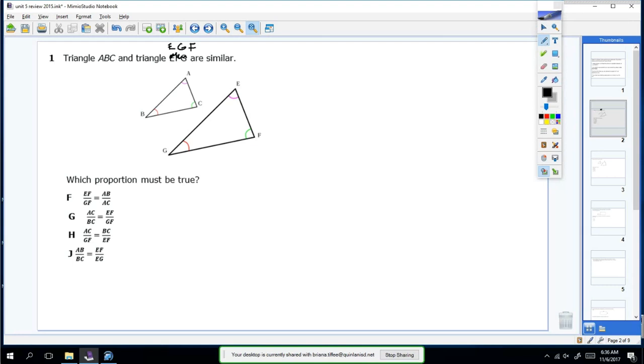Unit 5 review. Number 1. Before we even start number 1, the first thing you need to do is change EFG to EGF, okay?